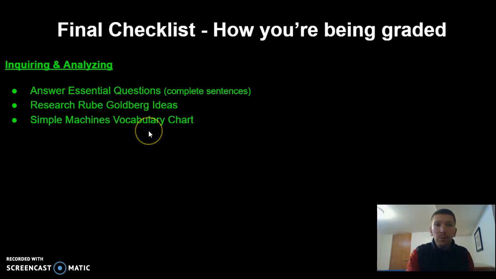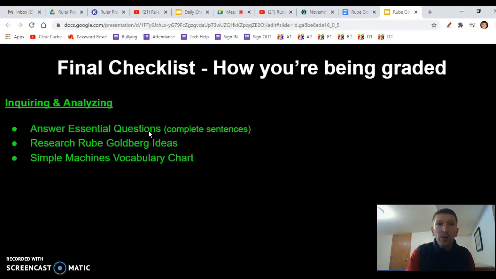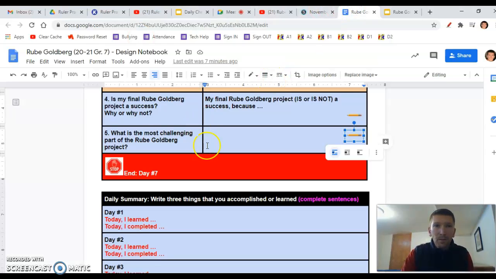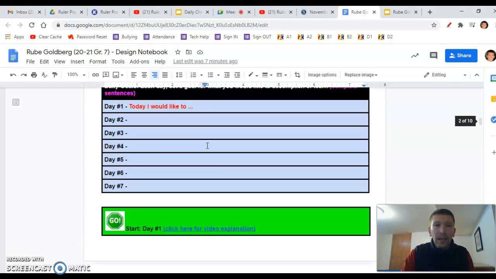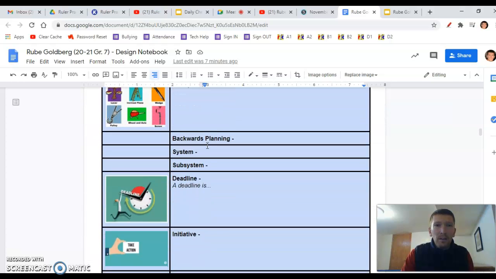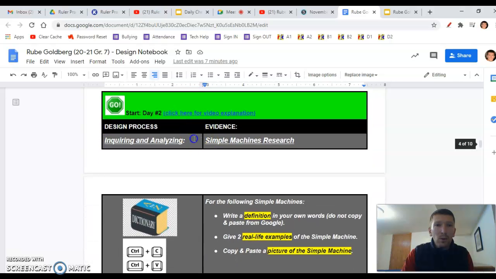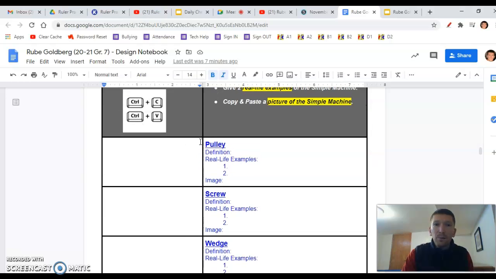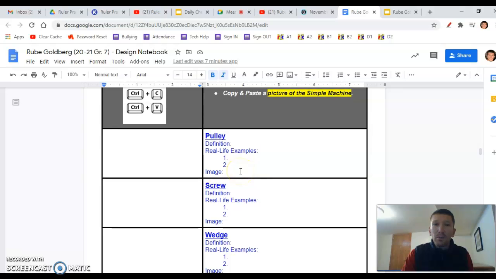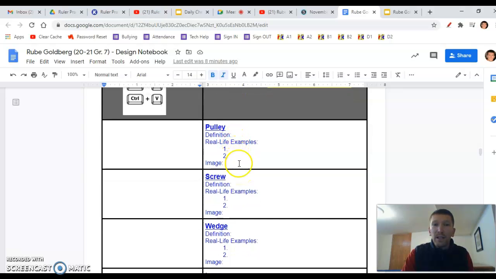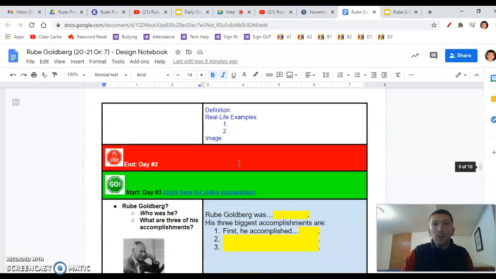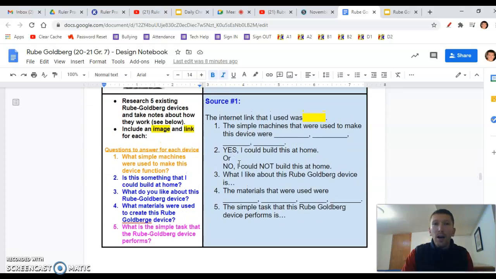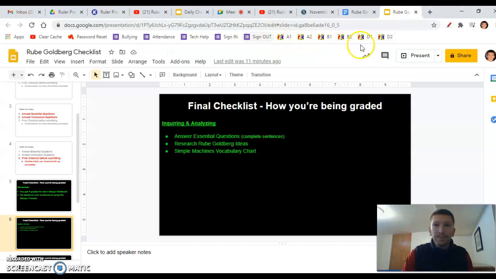And then the third thing was the simple machines vocabulary chart. So I'm going to show you where those two things are located real quick. All of that should be under inquiring and analyzing, going down below right here. I see inquiring and analyzing here, and the first part was, oh, sorry, the first part was the simple machines vocabulary. For each of these simple machines, you should have had a definition, real life examples, and a picture of it. And then down below there was the research, where you had different resources. You included the link and then answered these questions. So that will be your inquiring and analyzing grade.